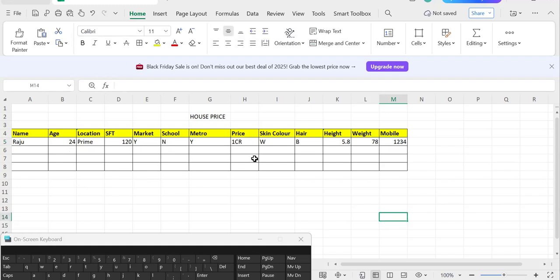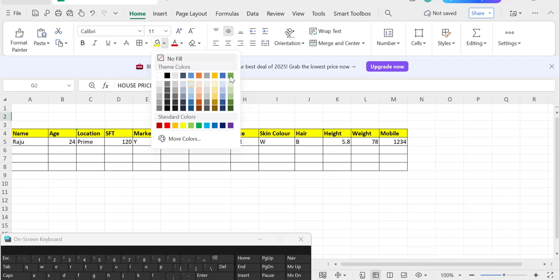So see, what's the price here of the house? We are talking about here. Just wait.